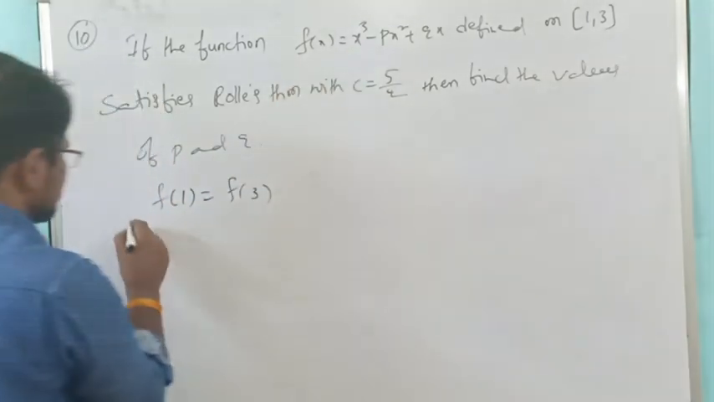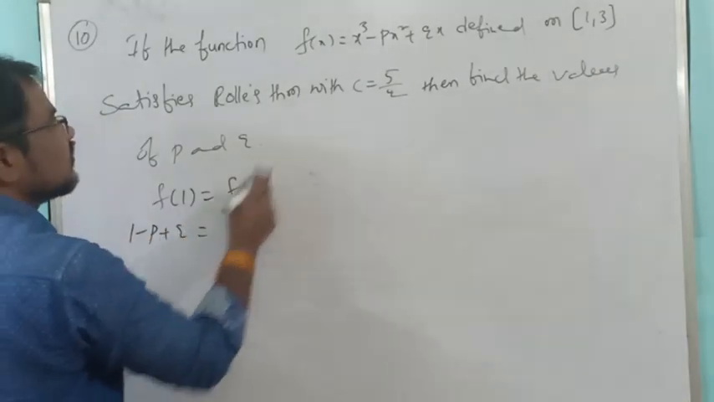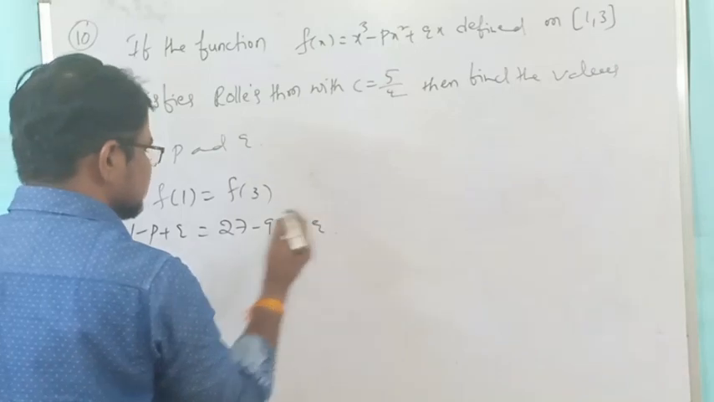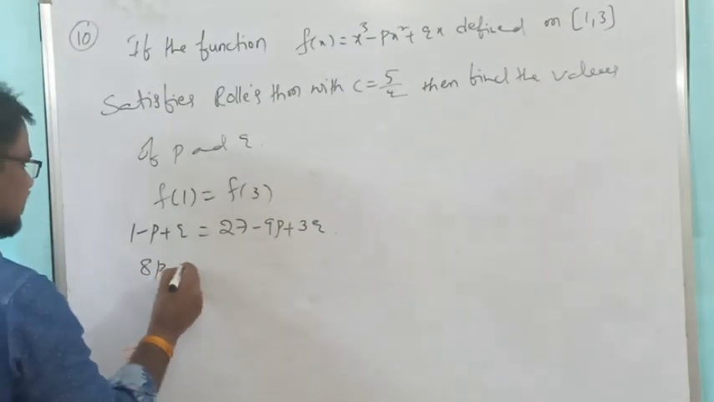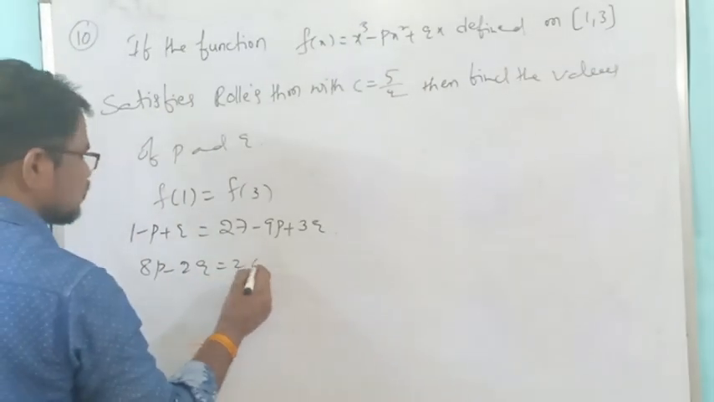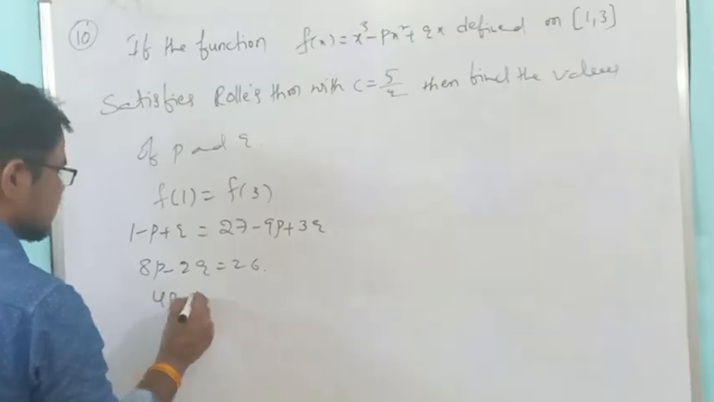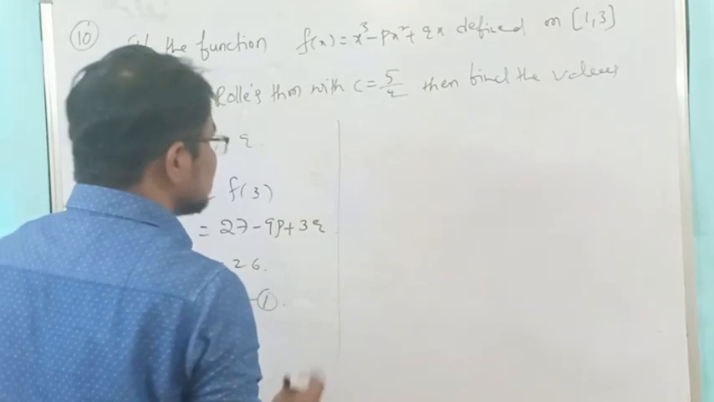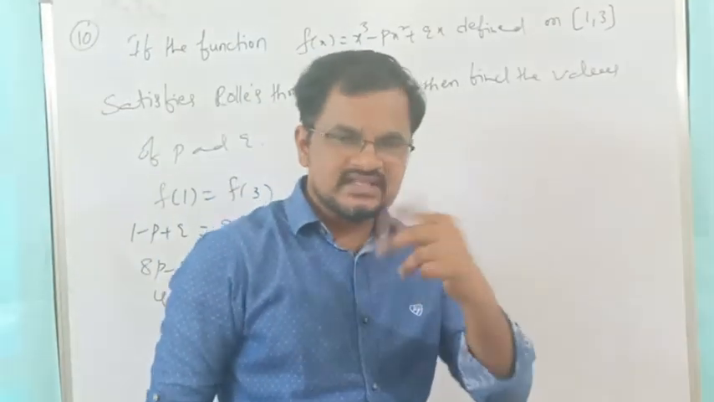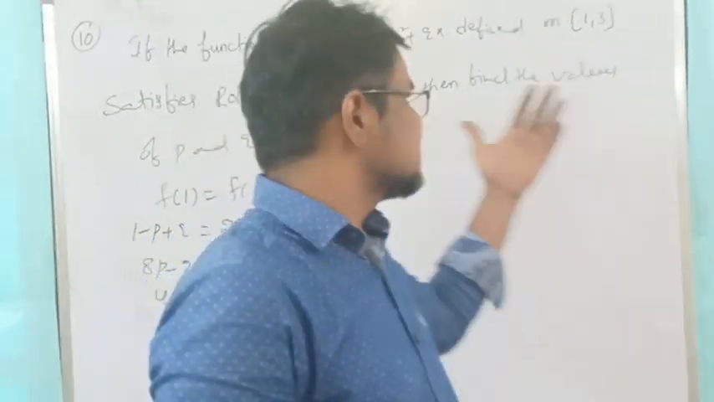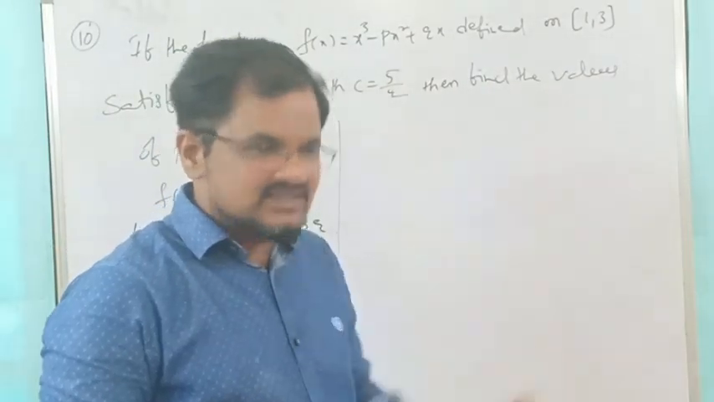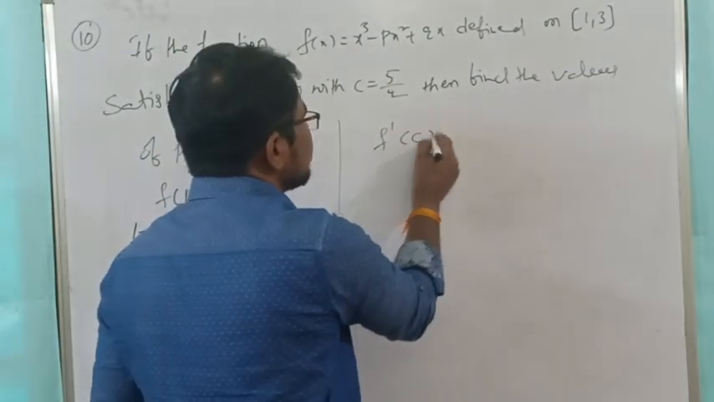f of 1: substitute, 1 minus p plus q equal to f of 3, 27 minus 9p plus 3q. Simplify this one: 8p minus 2q equal to 26. So 4p minus q equal to 13. Take this as equation number 1. And if any function satisfies the three conditions of Rolle's theorem, we can say there exists at least one point c which belongs to (1, 3) such that f dash of c equal to 0.